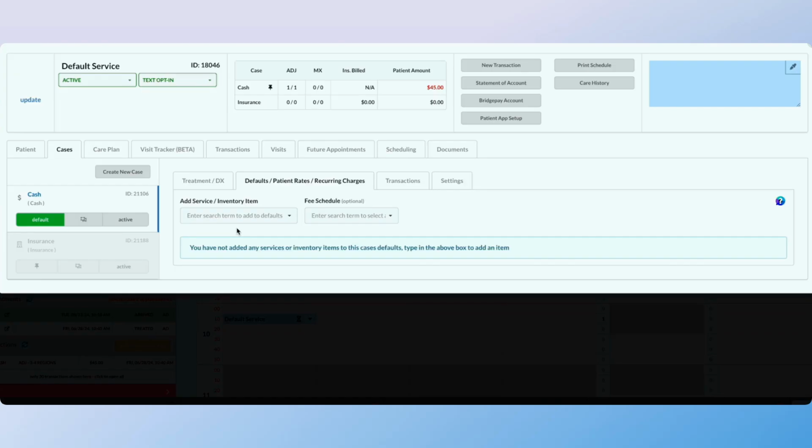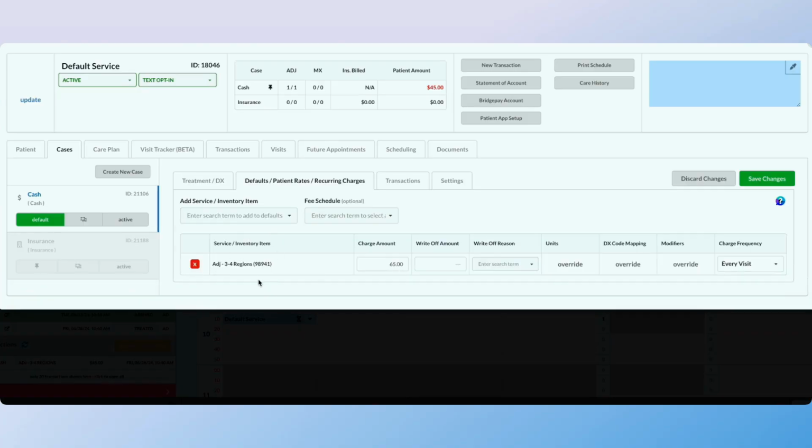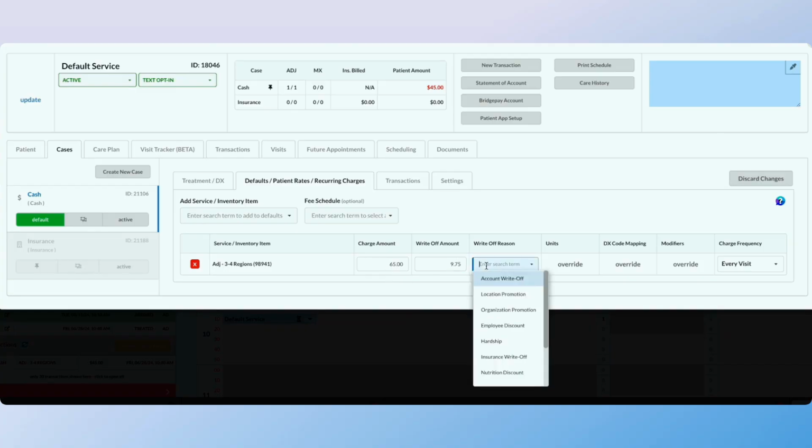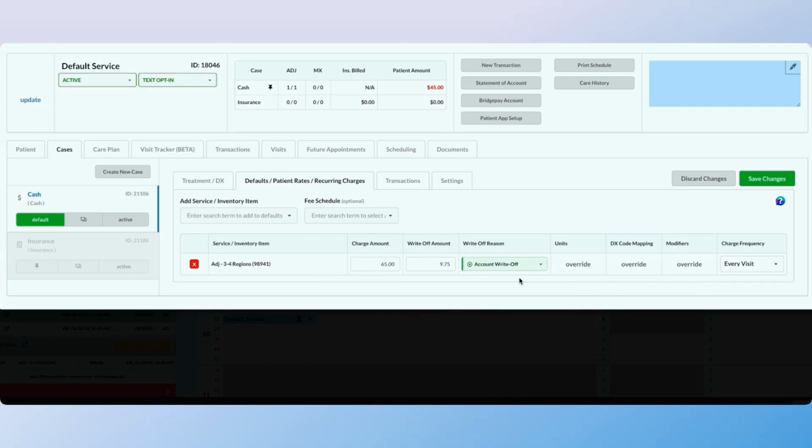And this is how I would set up her default services. I would first input the adjustment charge that she would receive every time she comes in. So if she's receiving a 15% discount on her entire care plan, meaning every service and inventory item that she gets, that 15% off would equate to $9.75 written off every adjustment. The write-off reason, I can select account write-off, or say she prepaid, and this was not a monthly payment, I could select prepaid write-off, but for ease of use, I'm just going to select account write-off. And I would select every visit because she would receive this adjustment charge every time she came in.